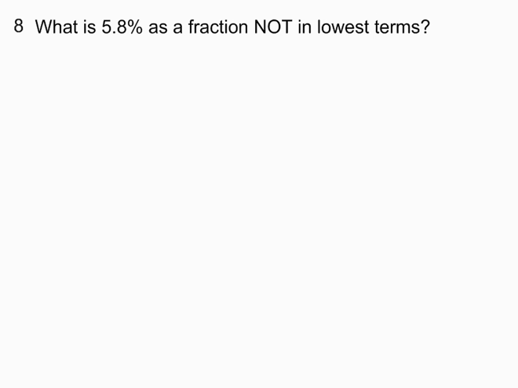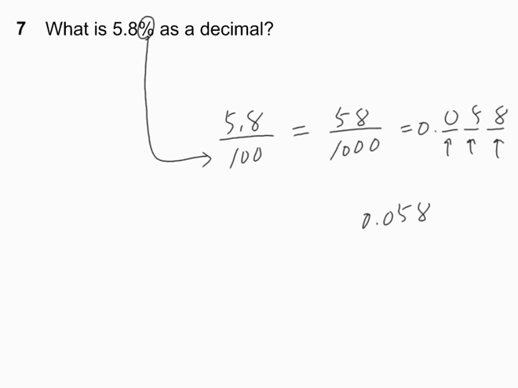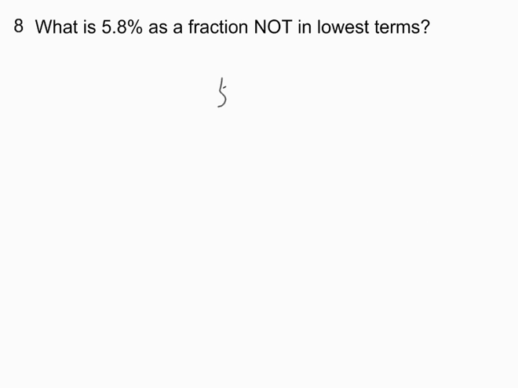What is 5.8% as a fraction not in lowest terms? Well, we just did that. If we go back and look, as a fraction not in lowest terms, it's 58 over 1,000 because it was 5.8 over 100, which is 5.8%.